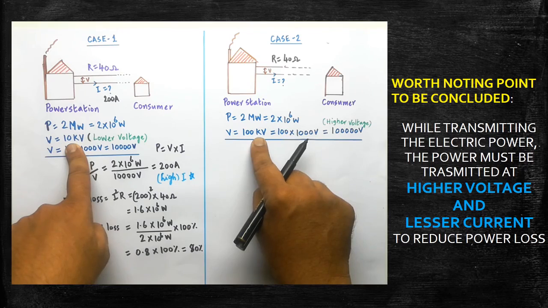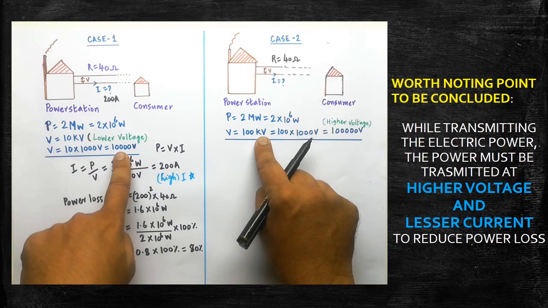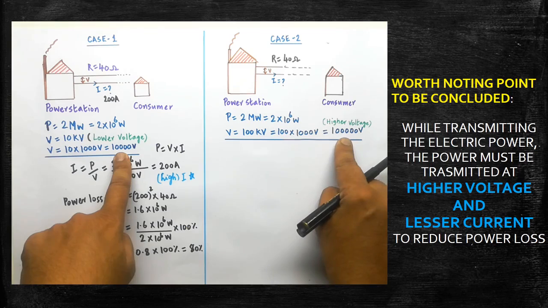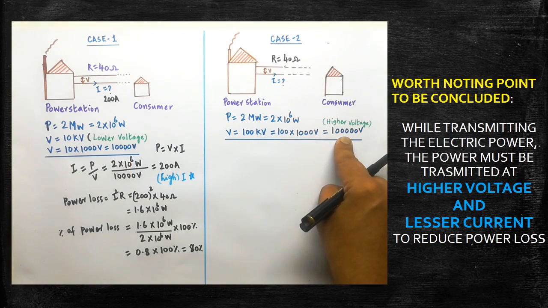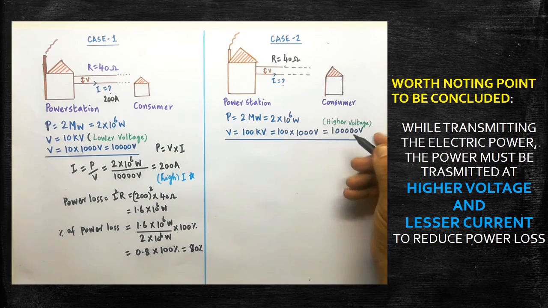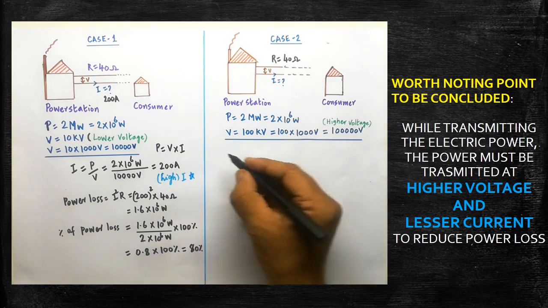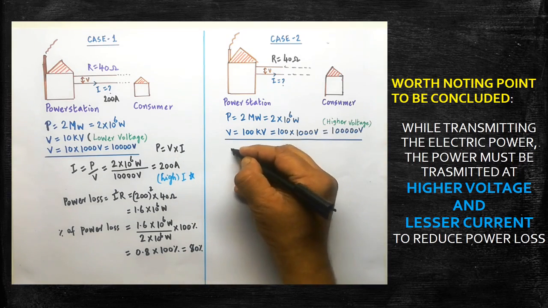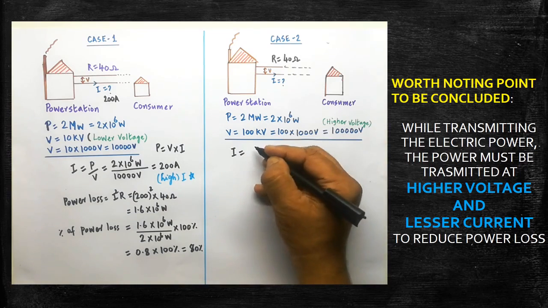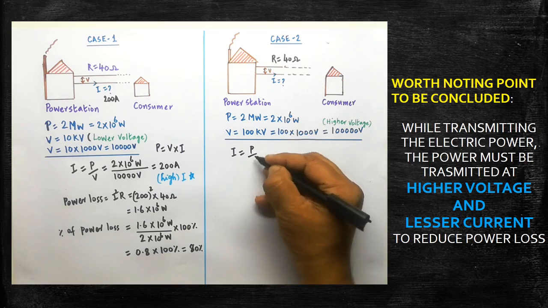100 kilovolt. Now the voltage is increased. Here 10,000 volt. Here 1 lakh volt. So voltage is increased. Now we are going to see whether any change is going to occur in the current or not. Again we are going to use the same formula, P is equal to V into I. What is the formula for current? The current passing through the transmission line is P by V.